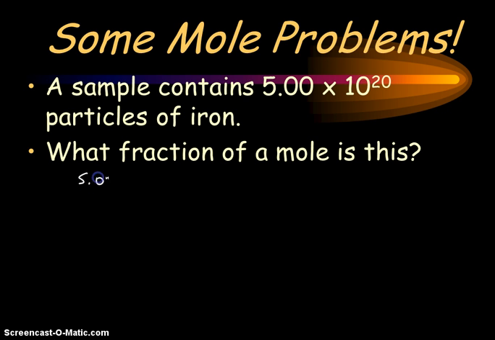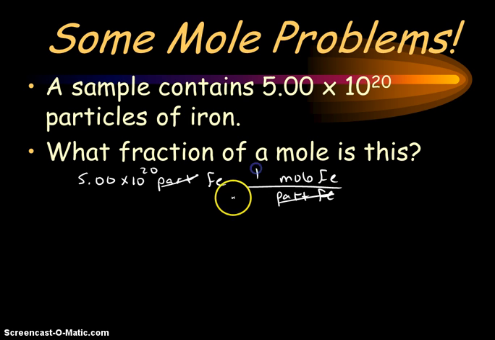So we're going to have 5.00 times 10 to the 20. I'm going to shorthand particle by just putting P-A-R-T of iron, and our symbol for iron is Fe. We want to cancel out particles, so we'll put that in the denominator. And we want to go to moles, so we'll put that in the numerator. And 1 mole equals 6.02 times 10 to the 23rd particles.